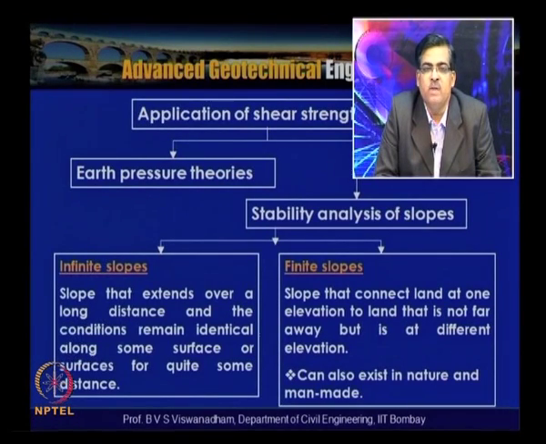Finite slopes are basically man-made slopes that connect the land at one elevation to the land at another elevation. They can be approach embankments, road embankments, highway embankments, or ash pond dam embankments. These are the most common slopes, the finite slopes, and they can also exist in nature as hill slopes. There can also be finite slopes that are natural as well as man-made.